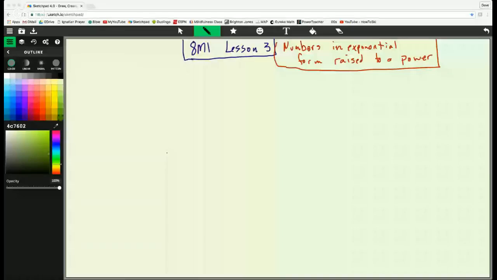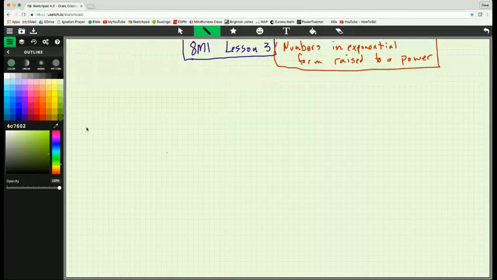We're going to learn some more about exponents, and we will cut right over to the magic pad and get going with 8M1 lesson 3. So we're learning about numbers in exponential form that are raised to a power. What you're going to see in the lesson is some explanation that we're going to learn a rule that looks like this: (x to the m) to the n equals x to the mn.